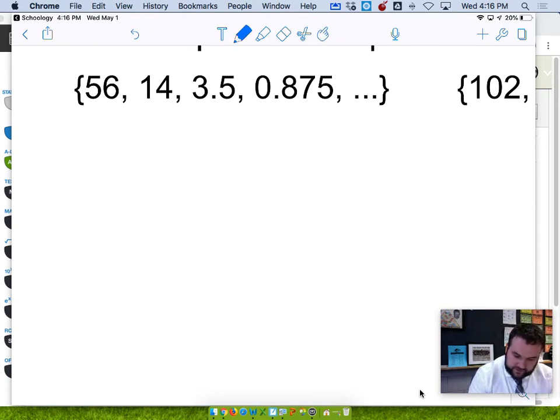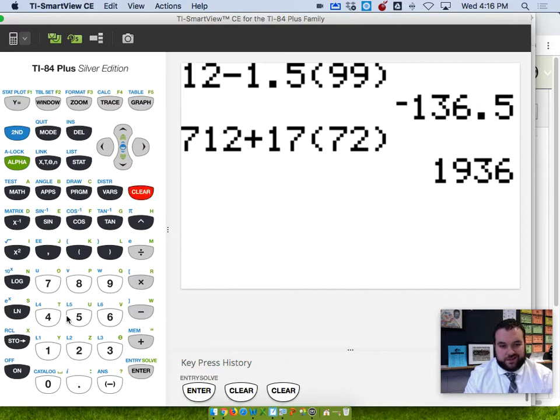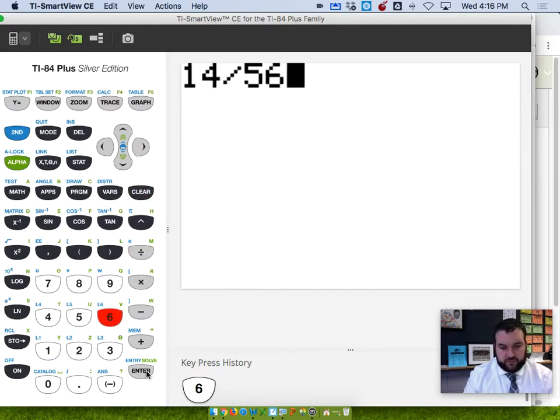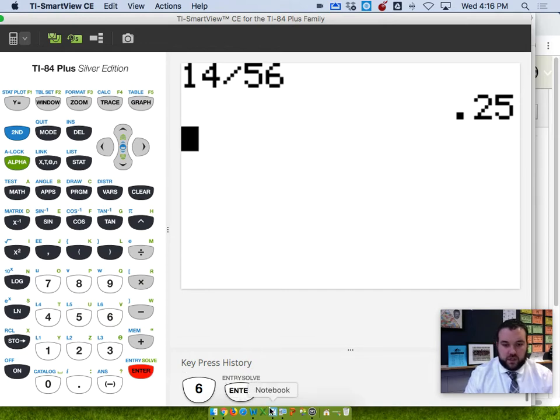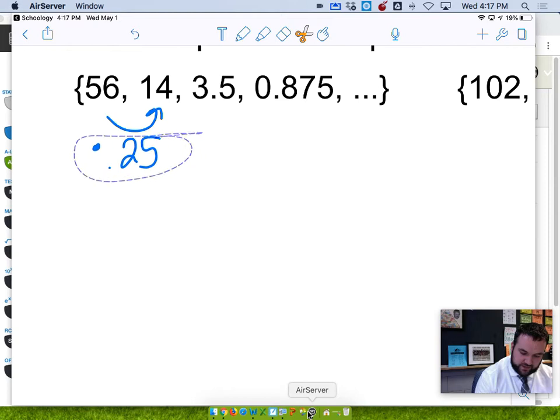So what do I have to divide 56 by to get to 14? And one way to do that is actually in the calculator. Instead of guessing here, I'm going to take the second number, which is 14, and divide by the previous number, which is 56. So that tells me to get from 56 to 14, I would need to multiply times 0.25. And that's all fine and dandy, but this has to be a consistent pattern.